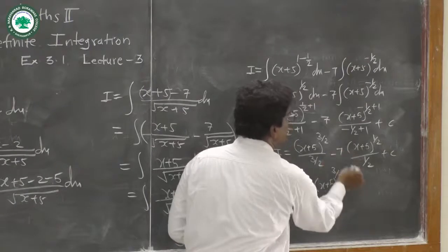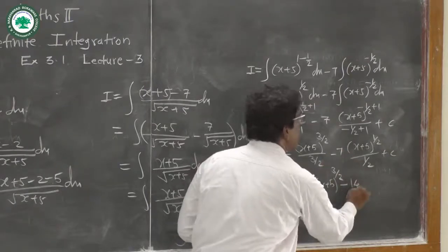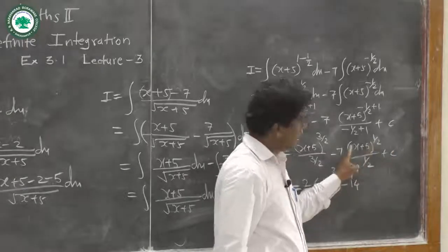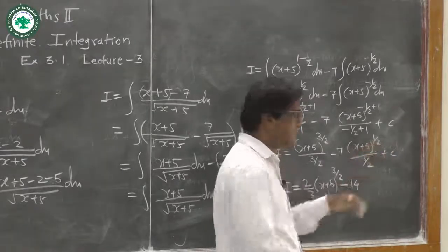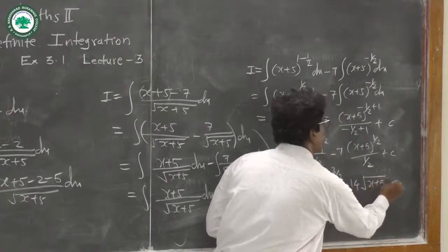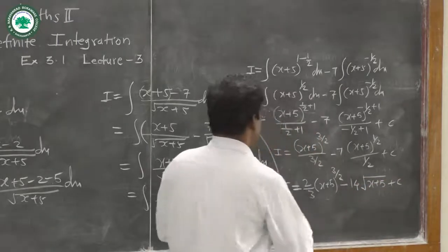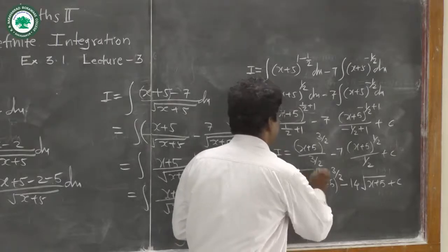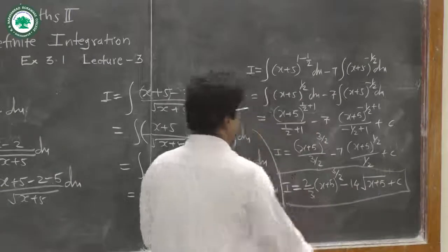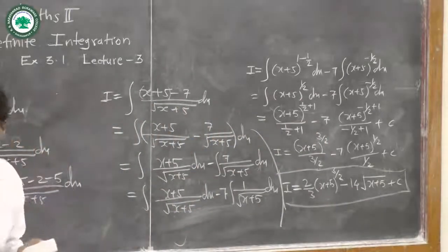And 2 sevens are 14. So minus 14, and this x plus 5 to the power half, we write as a square root. So square root of x plus 5 plus the constant of integration, and this is the final solution of the fourth problem. Take a screenshot and write it down.